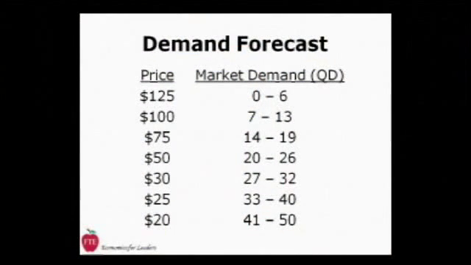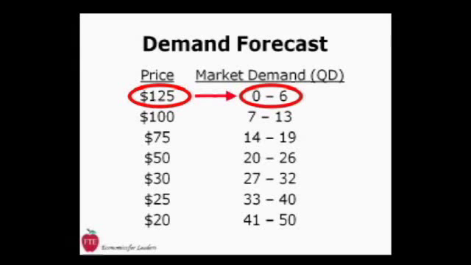We're just going to say that you're producers of oil, okay? If you're producers of oil and the price is $125 a barrel, you can see that the market demand is going to be somewhat low at that high price, in between 0 and 6. Really, this could be oil, this could be anything. This could be thingamajigs, right?